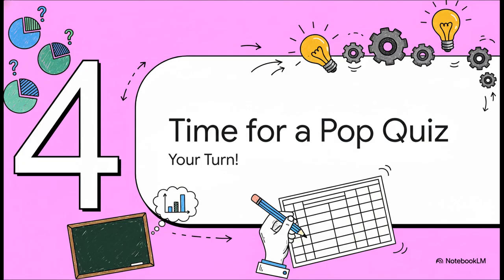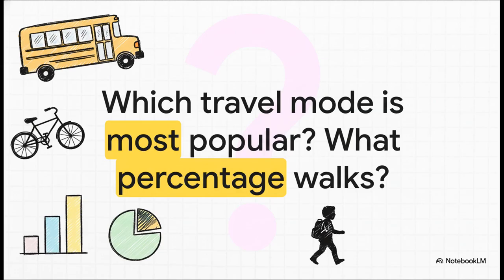All right, you've seen how to build a chart, you've seen how to read one. Now it's time to put those new skills to the test. Let's do a little pop quiz. Okay, here's your first one. This chart shows how students get to school. Take a good look and see if you can figure out the most popular way to travel and what percentage of students walk. Go ahead and pause here and try to work it out.